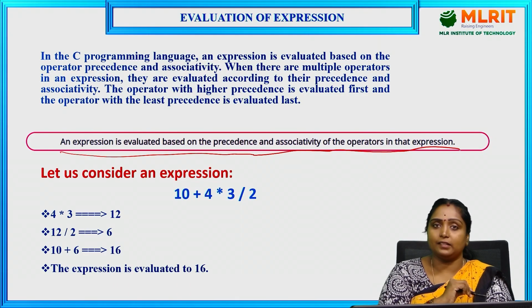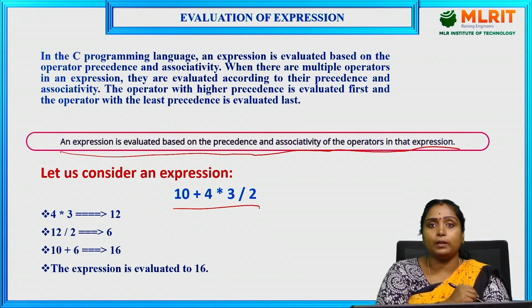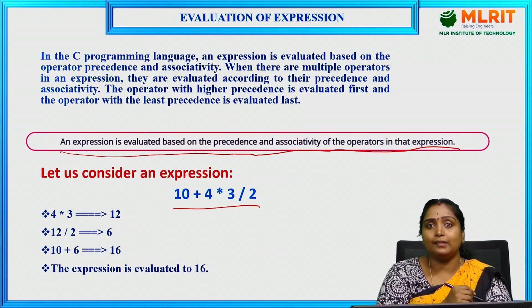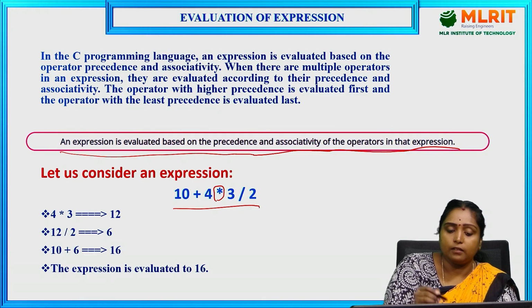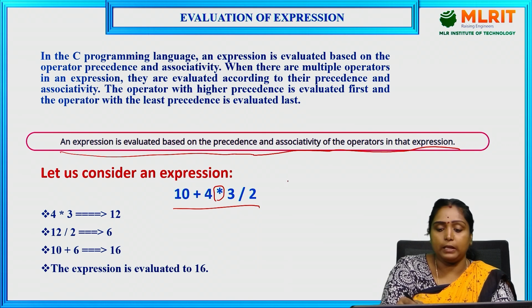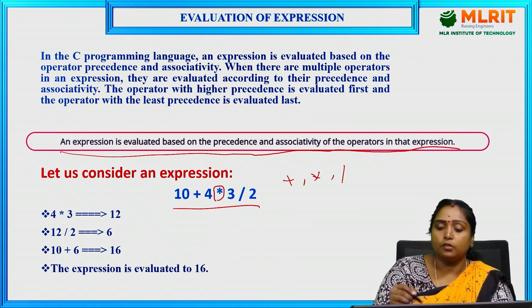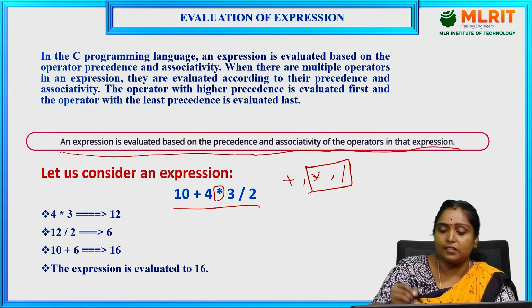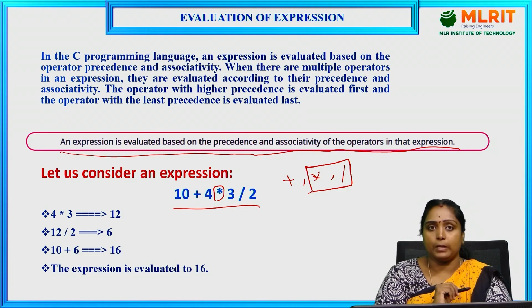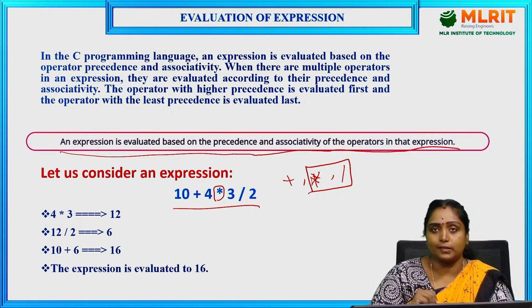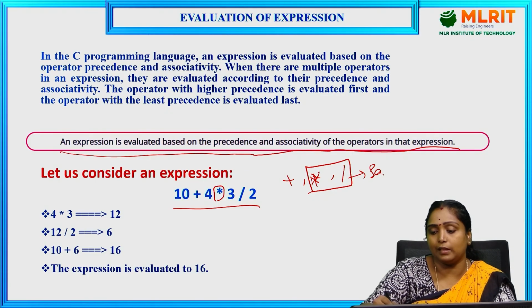So let us consider an expression. 10 plus 4 into 3 divided by 2. See here, in this, which has the highest priority? Star, plus, star, slash are the three operators we have. So here the star and slash come under the same priority and higher priority than plus. So which one has to be evaluated first? These two come under the same precedence.